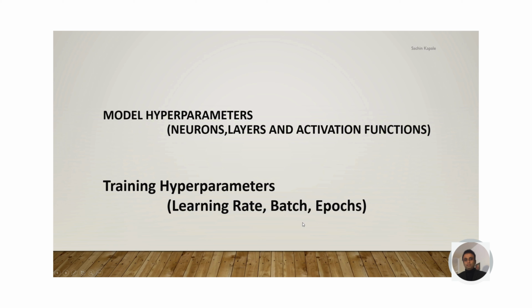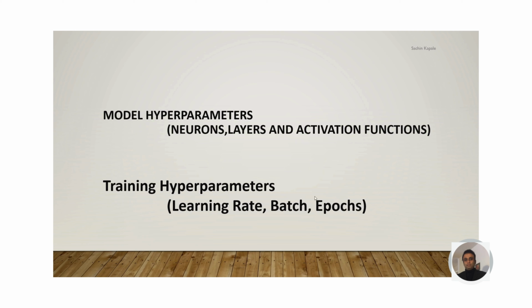While the batch is nothing but how many training records at a time need to pass through the entire network. That's what a batch is about. While the epoch is how many training cycles you need to perform on the entire training data set.